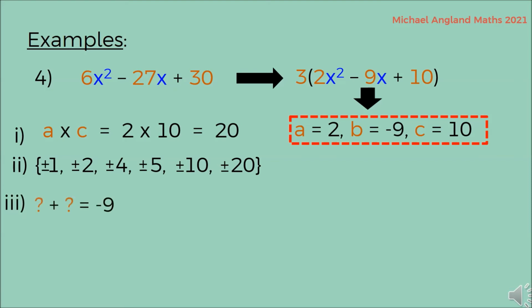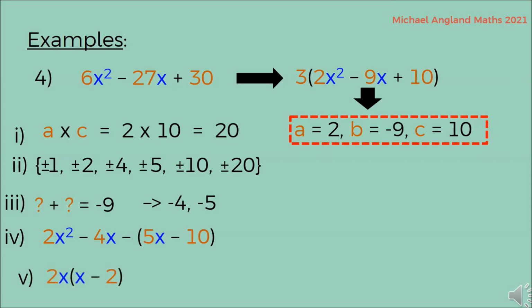Well, that would be minus 4 and minus 5. So now we can rewrite the quadratic as 2x squared minus 4x minus 5x plus 10. Now we can bracket that, 2x squared minus 4x minus bracket 5x minus 10 bracket. Now we can factor the first part of that, 2x into bracket x minus 2, minus the second part, 5 into x minus 2. Now we can remove the x minus 2, which is common to both parts of that.